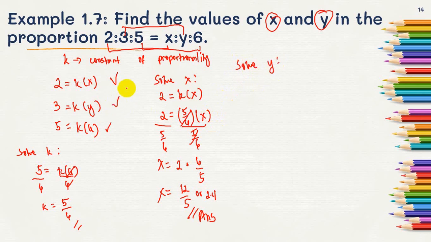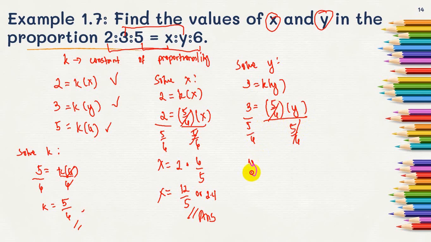Using the second equation, of course, 3 equals k times y. Then we will be substituting the value of k. So 3 equals 5/6 times y. Same thing, we will be dividing both sides by 5/6. So y will be equal to 3 times the reciprocal of 5/6, which is 6/5. So 3 times 6 is 18/5, and still you can convert this to decimal.